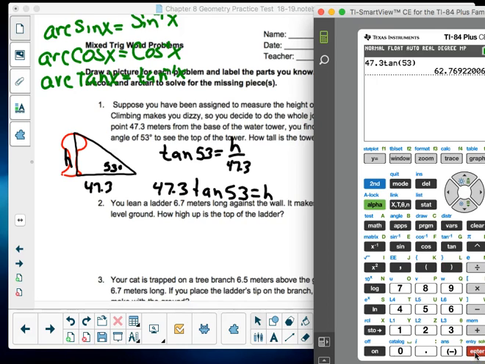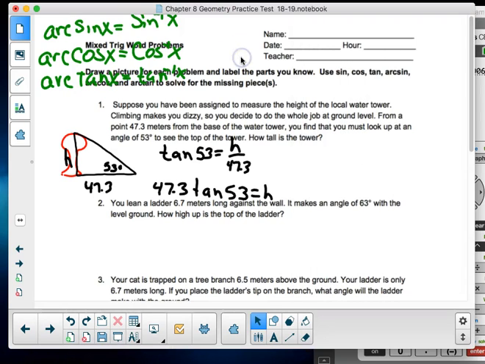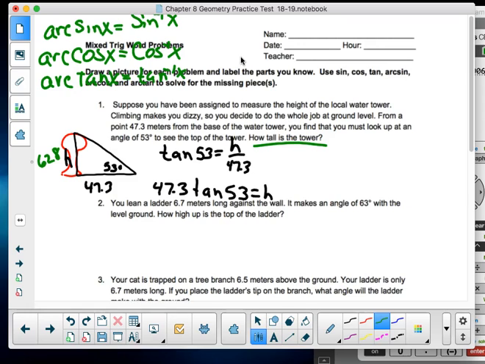So I got 62.76, so my h is 62.8, because they want me to look up and find how tall the water tower is. Okay, and we're really happy. 62.8. So my water tower is 62.8 feet tall.